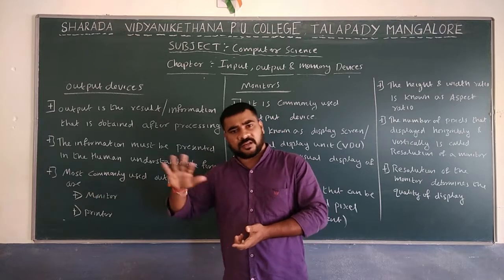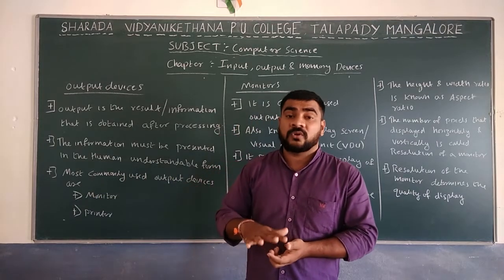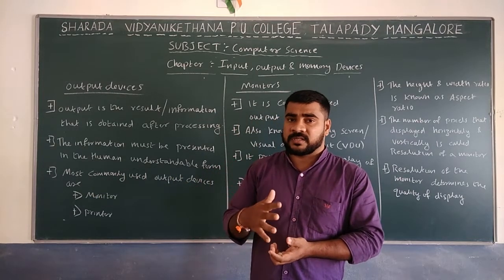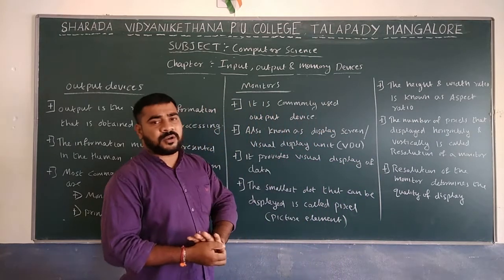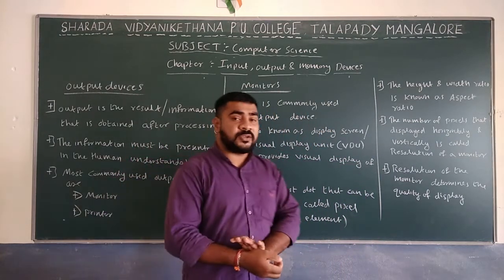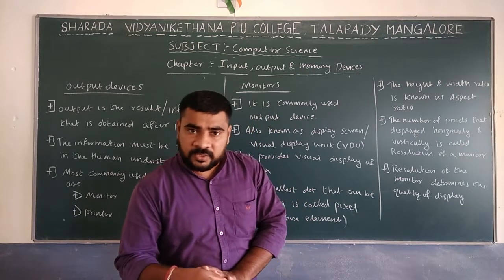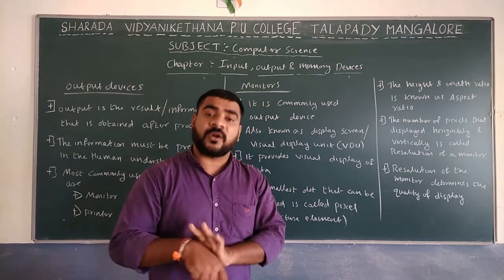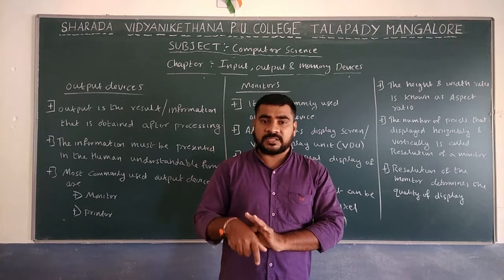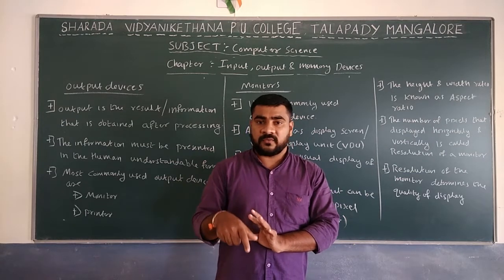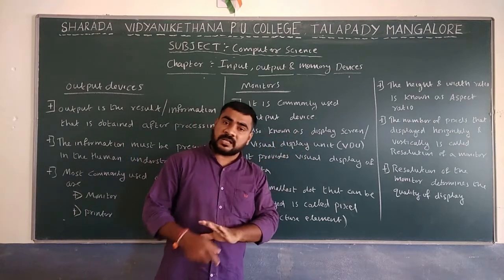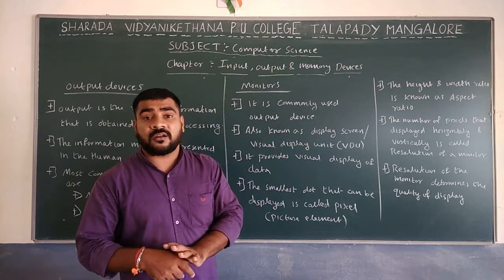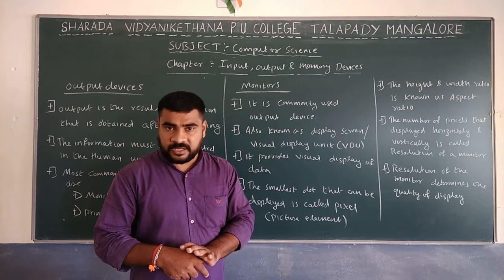So monitors and printers are the two main output devices we use every day. First we will move to monitors. What is a monitor? It is the most commonly used and a very important output device. It is also known as a display screen.